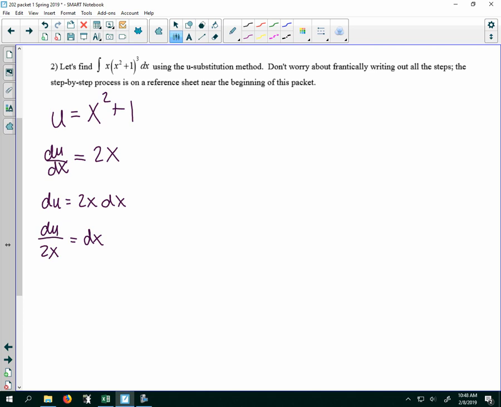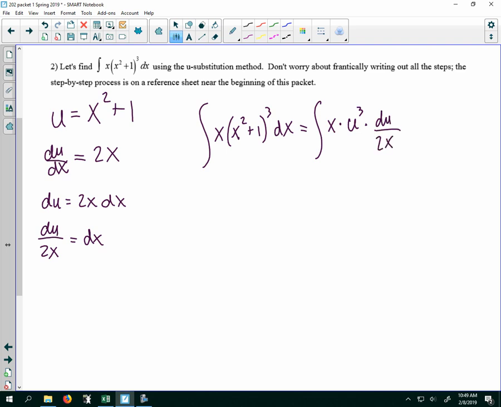Then we make some substitutions. I go back to my original integral, which is x times x squared plus 1 cubed dx. Everywhere I see the expression that I called u, I'm going to replace it with a u. And I'm also going to replace the dx with du over 2x. So this becomes the integral of x times u cubed times, instead of dx, I'm going to write in du over 2x.